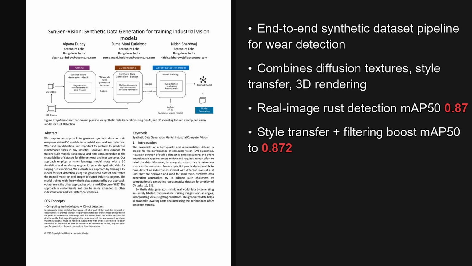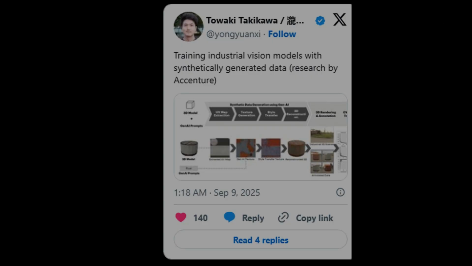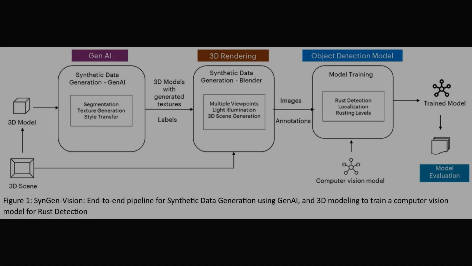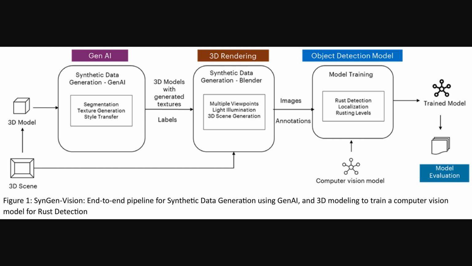In short, the work builds an end-to-end pipeline that blends text-to-image diffusion, style transfer, and 3D rendering to produce photorealistic, auto-labeled wear-and-tear datasets. On X, one post highlights synthetic data for industrial vision, noting a pipeline with texture generation, style transfer, 3D reconstruction, and auto-annotation matching the rust detection theme. Engagement looks moderate with around 140 likes. The opening overview just set the stakes for synthetic training gains.